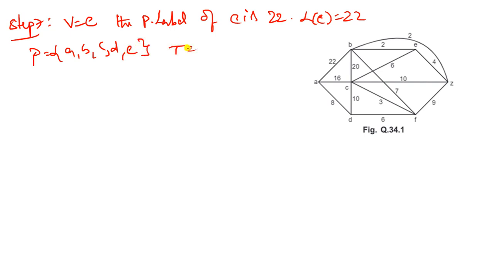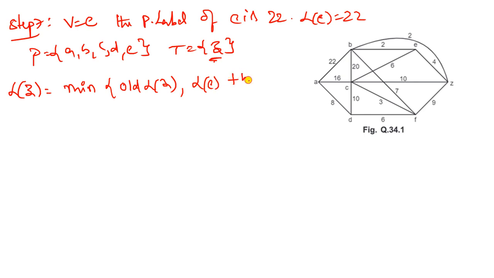Okay, and the only vertex left out here is Z. Then now we have to find out the label of Z. L of Z is equal to minimum. See here in this particular step we have only one iteration because only one vertex is there. Okay, here in T you will have as many iterations in every step as there are vertices. Then minimum of what is the value? Old LZ value, old label of Z value comma L of E plus weight between E comma Z.